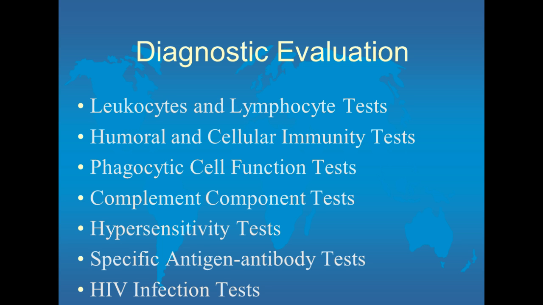Okay, now diagnostic evaluation. Things that you're going to need to check: leukocyte and lymphocyte tests, humoral and cellular immunity tests, phagocytic cell function, complement component tests, hypersensitivity tests, and special antigen antibody tests. A lot of times I'll have to order those. I'll also say the HIV infection test, but the specific antigen antibody tests, I have to order those a lot for patients.